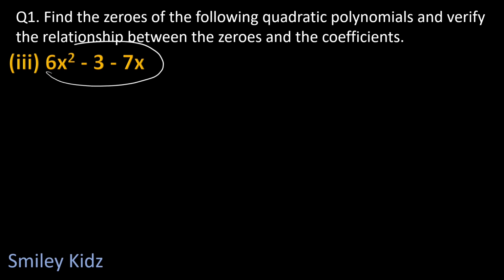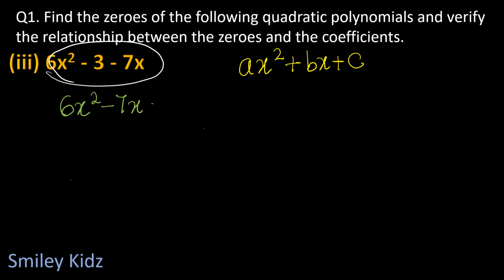6x square minus 3 minus 7x. If you clearly observe the question, it is not in the standard form of a quadratic polynomial. So let's convert it into the standard form. What is the standard form? ax square plus bx plus c is the standard form of a quadratic polynomial. So first let's convert this given quadratic polynomial into the standard form. We get 6x square minus 7x minus 3.